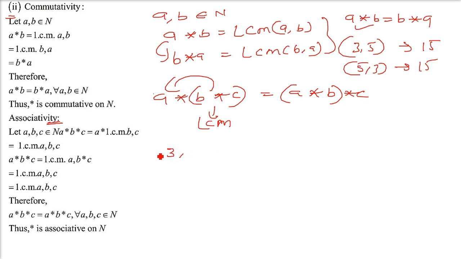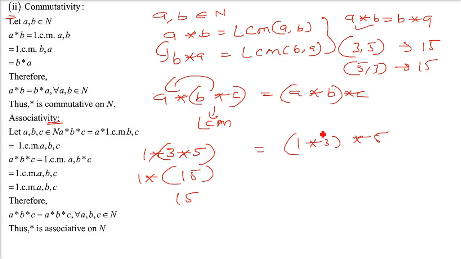For example, 1, 3 and 5 I am taking. So 1 star (3 star 5) is nothing but, 3 and 5, what is the LCM? 15. Now 1 and 15 LCM is 15. Similarly here also, we'll do 1 and 3 first. So 1 star 3 is 3 and 3 star 5, that is 3 and 5 LCM, is 15. So they both are same. That is, this is also associative.